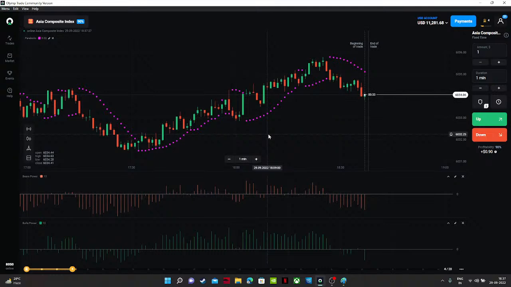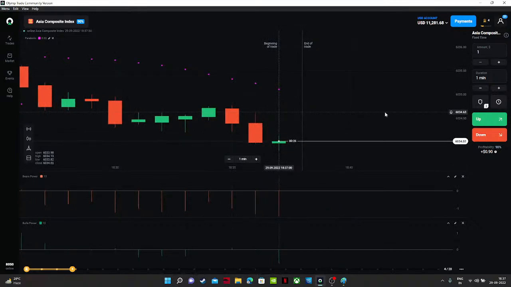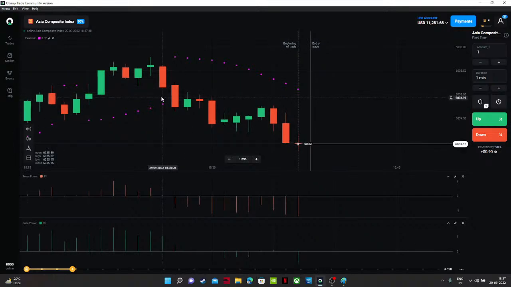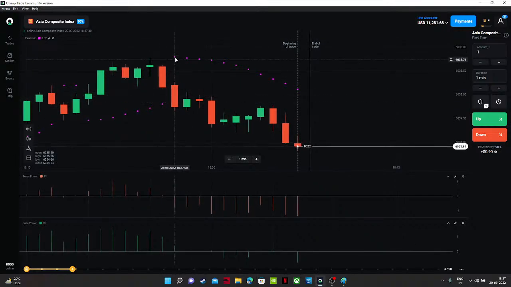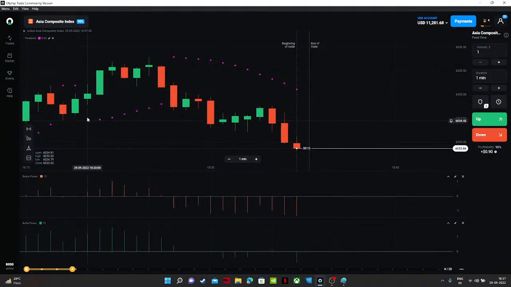Is the parabolic use clear to everyone? How to use the parabolic to identify further price movements? Whenever the dot is shifting at the top of the candle, we can enter into a downside trade. Whenever the dot is shifting at the bottom of the candle, we can enter into an upside trade.